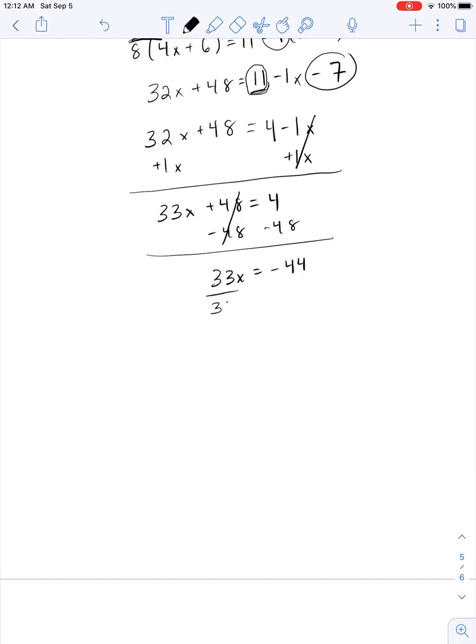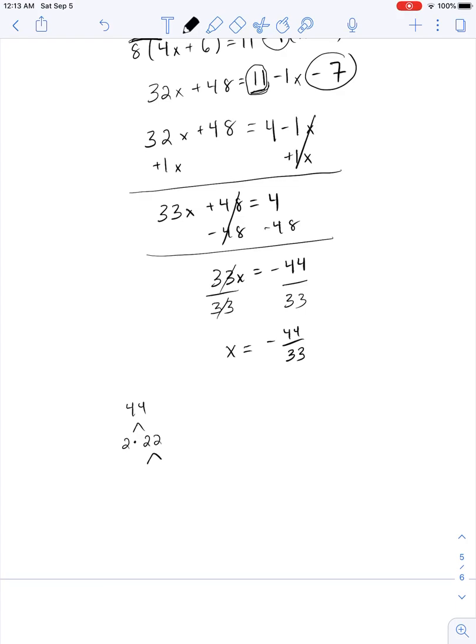And we can divide by 33. So this is x equals negative 44 over 33. But this can be reduced, right? So let's go ahead and reduce it here. It looks like we can divide both of these. And I think someone asked a question one time of what's the easy way to reduce. Well, you can always break these up. Break up 44. When you break up 44, it's 2 times 22 gives you 44.